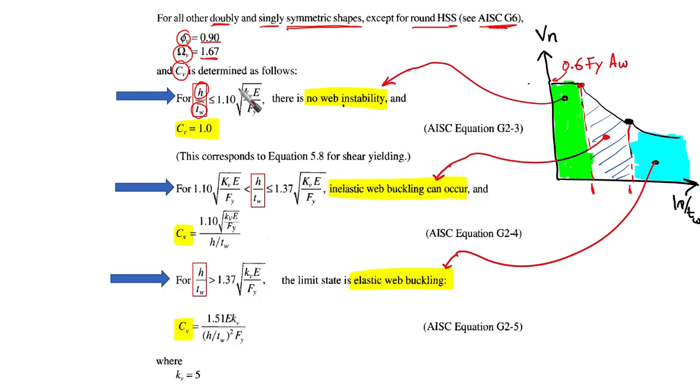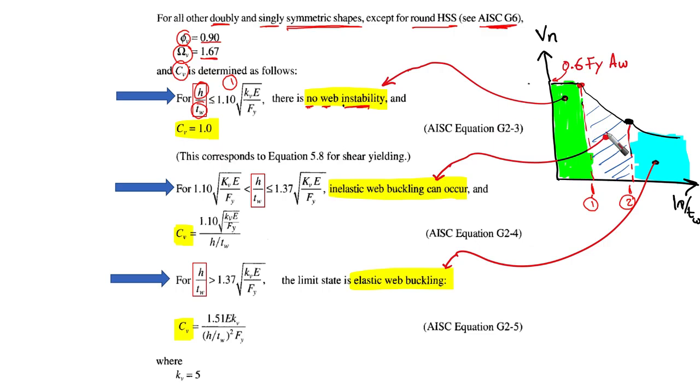It seems that 1.1 the radical of kV times E over F yield, this is the first limit, which is limit 1, and let's assume this is limit 2. If H over T web is less than limit 1, it means that we're in the green area here. So this means that there is no web instability. So we're expecting shear yielding. There is no web instability here.